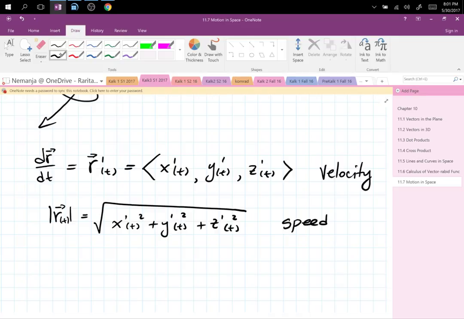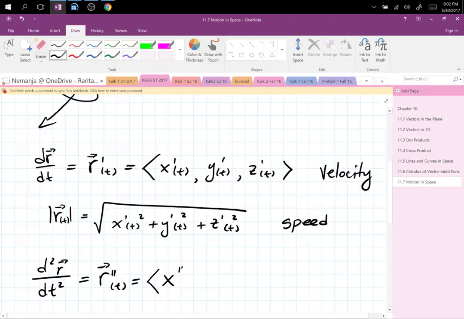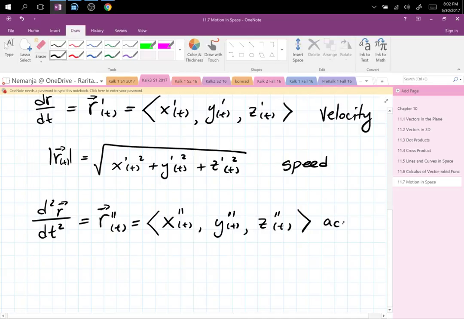And then we can take one more derivative, and that gives us clearly the acceleration. So we are looking at the second derivative with respect to time, r double prime, which is x double prime, y double prime, and z double prime. That's the acceleration of the object.